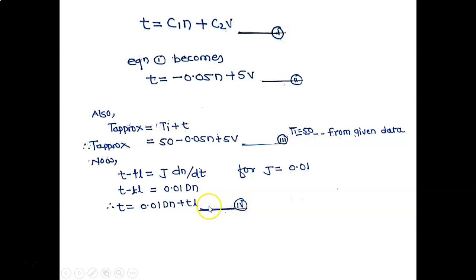Now, what will we do? We will compare equation 2 and equation 4. Because equation 2 is t equal to minus 0.05n plus 5v and equation 4 is small t equal to 0.01 dN plus TL. Therefore, comparing equation 2 with equation 4, what is our equation 2?